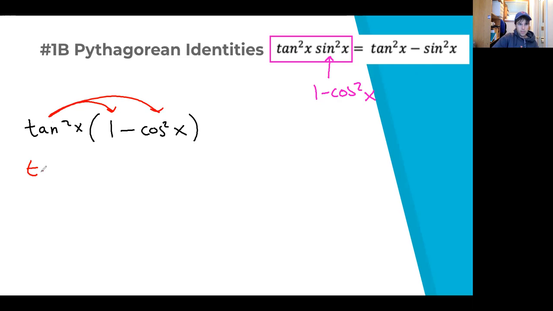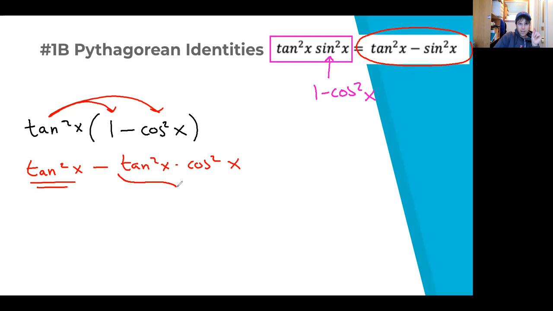So now I end up with tangent squared x times 1, and then minus tangent squared x times cosine squared x. Looking at my problem, where I'm trying to get to, I notice I already have this first part locked up. I've got tangent squared. I need to figure out how this piece simplifies to be sine squared. Something about this is going to simplify to just be sine squared.